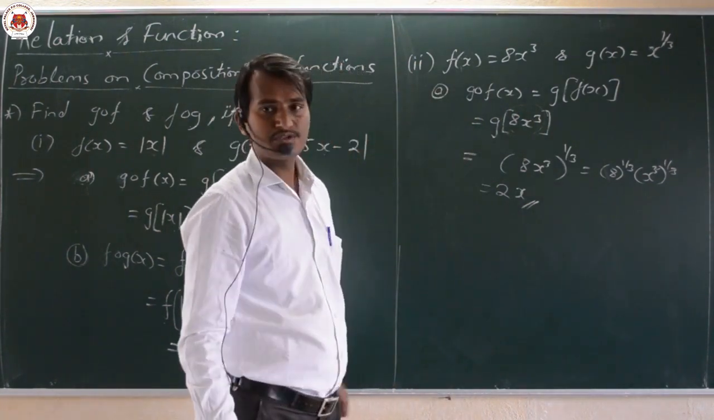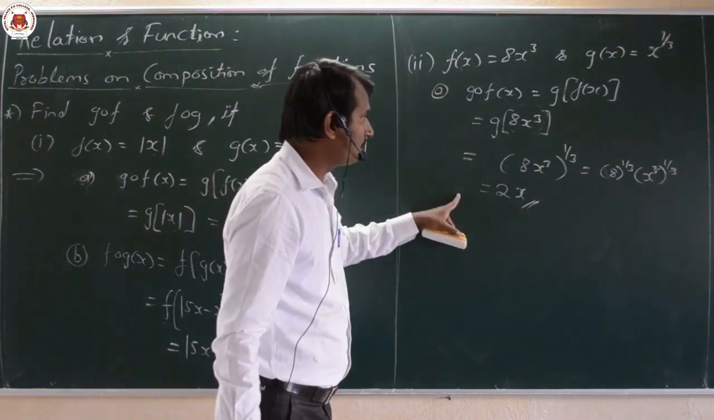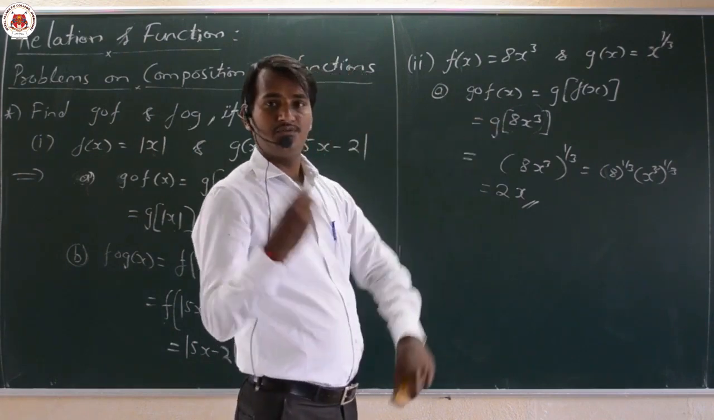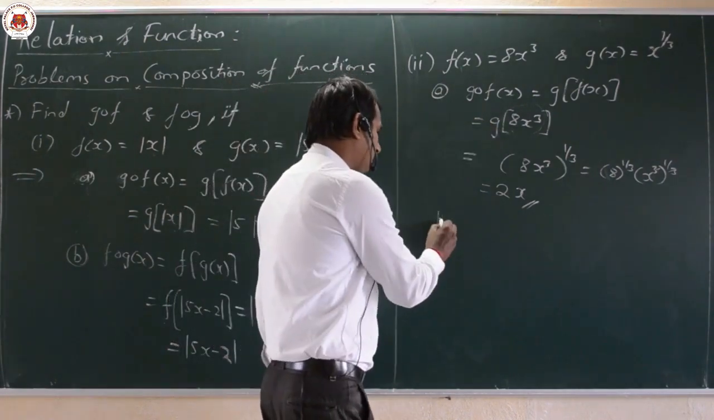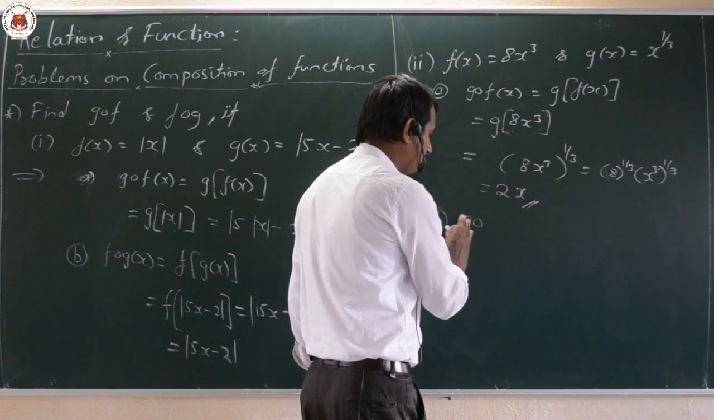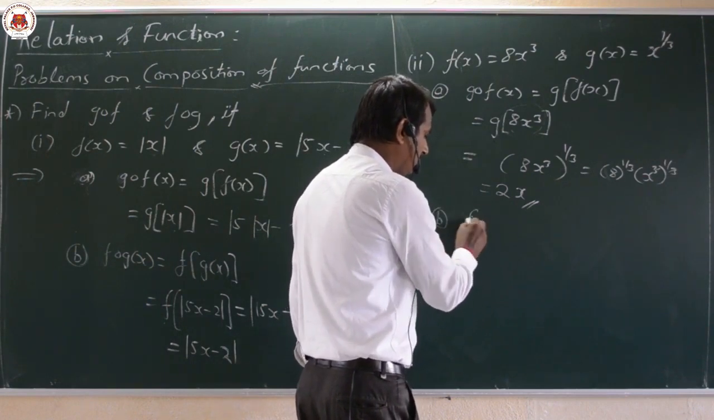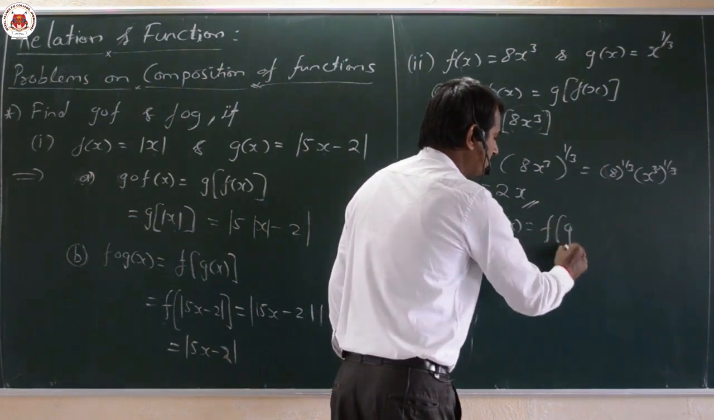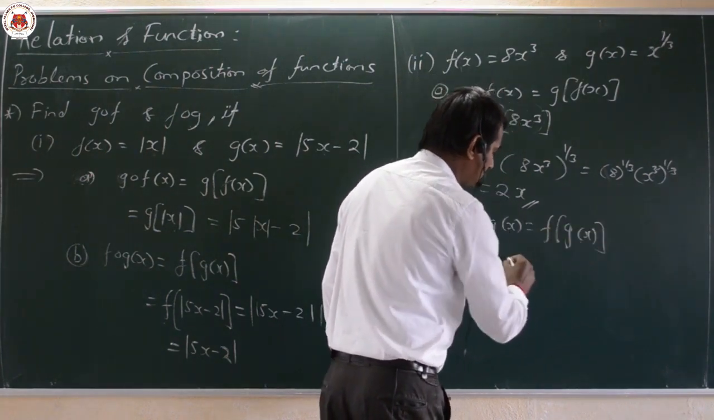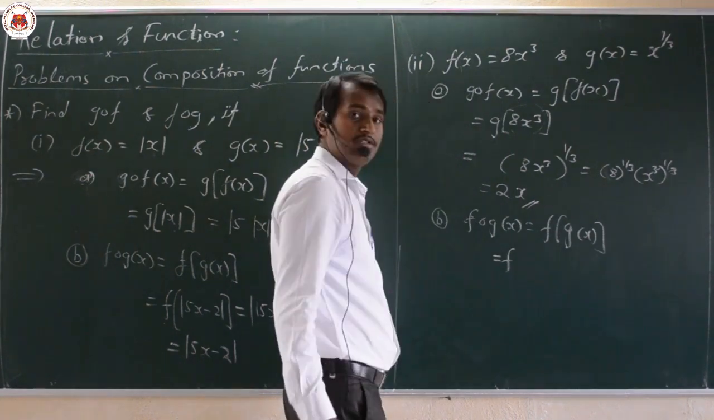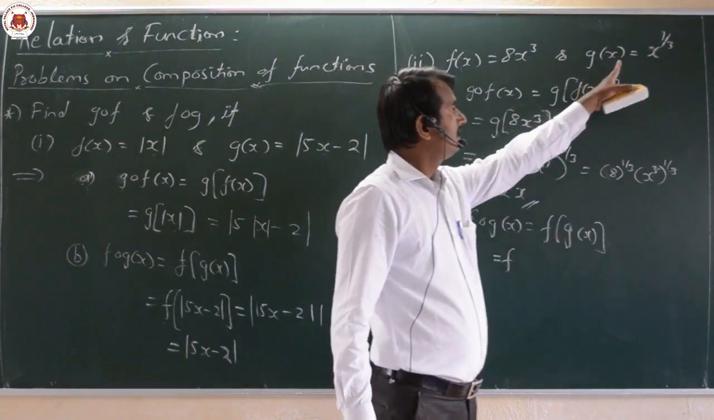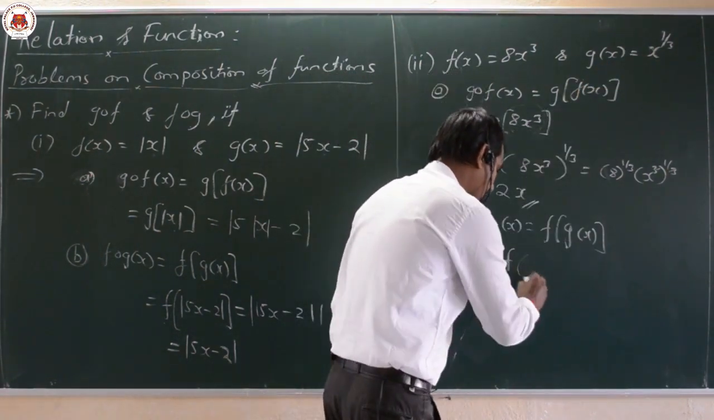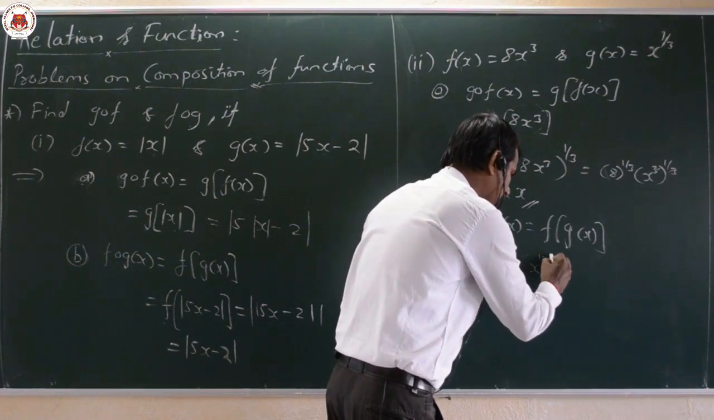This is an important question for 2 marks. This particular thing 1 mark, g of f, f of g 1 mark. Then B, that is nothing but f of g now. Okay friends, now f of g of x, which is equal to f of g of x. Now what is this g of x value here? f of g of x means here x to the power of 1 by 3. Okay, that is x to the power of 1 by 3.